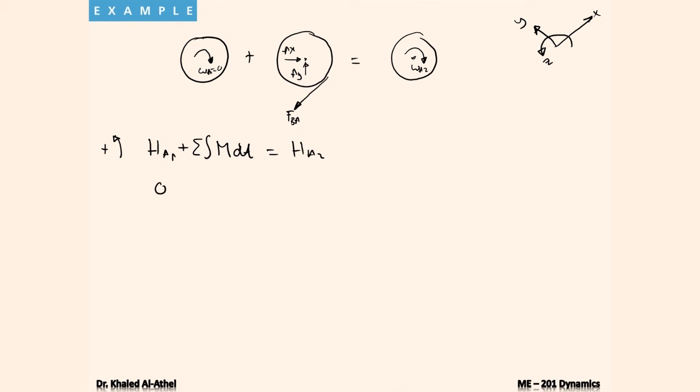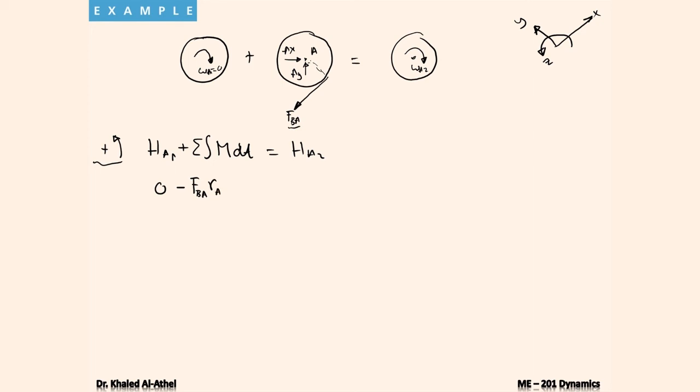Now let's look around point A. The two reactions do not give me any moments, only the force FAB, and it should be multiplied by the radius RA. If you look at the sign convention here, it's giving me a negative moment. So it's going to be minus FBA times RA.